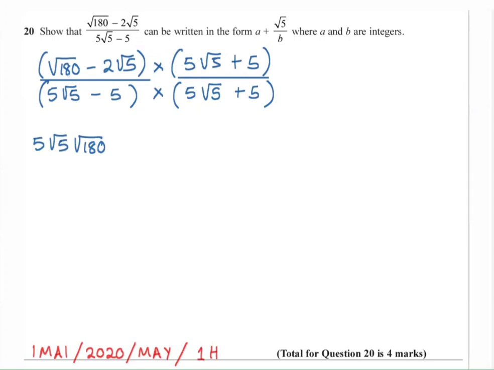Okay, then I move on to root 180 times 5. So that's going to be 5 root 180. Done. We move on to our negative 2 root 5. So it's going to multiply both terms one at a time. So let's start with negative 2 root 5 times 5 root 5. That's going to give us a negative 10 times 5. So I'm just going to zero in on this one. What did we do right here?